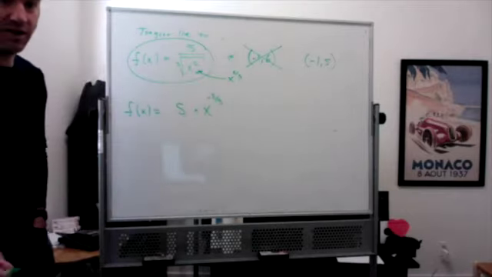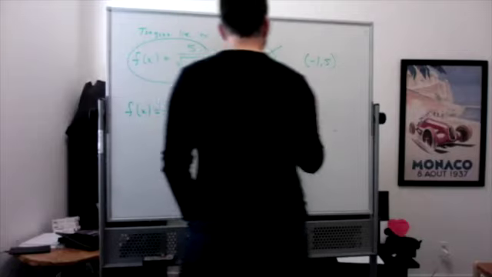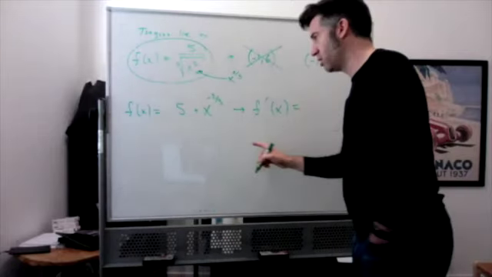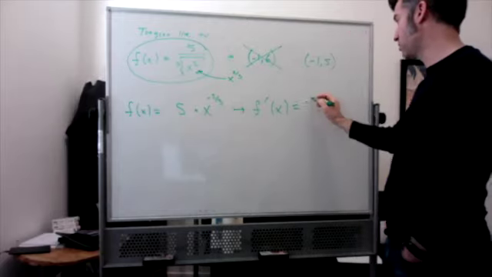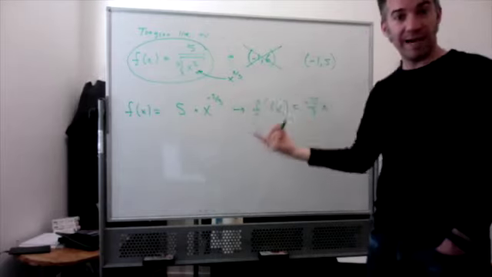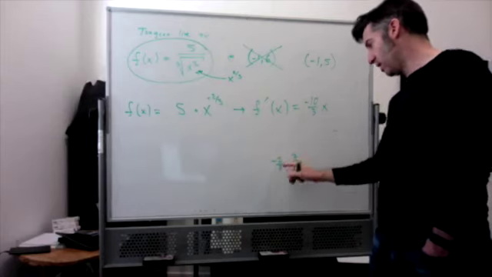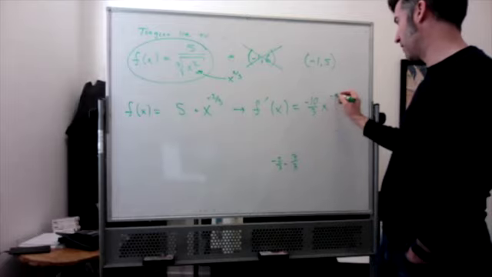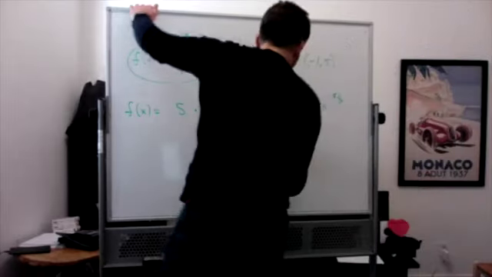So then we can very easily take the derivative. The derivative is going to be f prime of x equal to, the power comes down, 5 times -2/3 is -10/3, times x to the negative 2/3 minus 1, which is negative 2/3 minus 3/3. And negative 2 minus 3 is negative 5/3. And then I plug in.